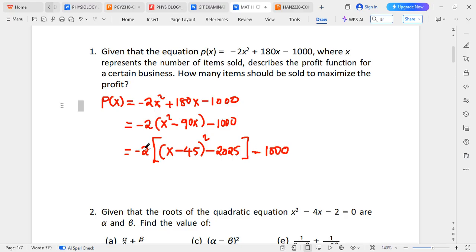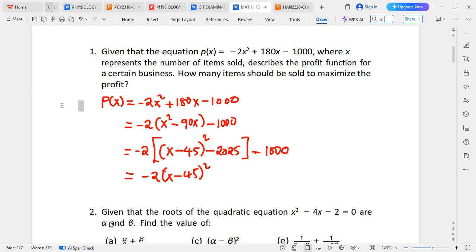At this point now I'll get this negative 2 and multiply with everything inside the big brackets. So that is going to be negative 2 times x minus 45 with a square. Please don't make the mistake of getting this negative 2 and multiplying with the x alone and with the 45 alone. Why? Because these two terms have got a power 2.